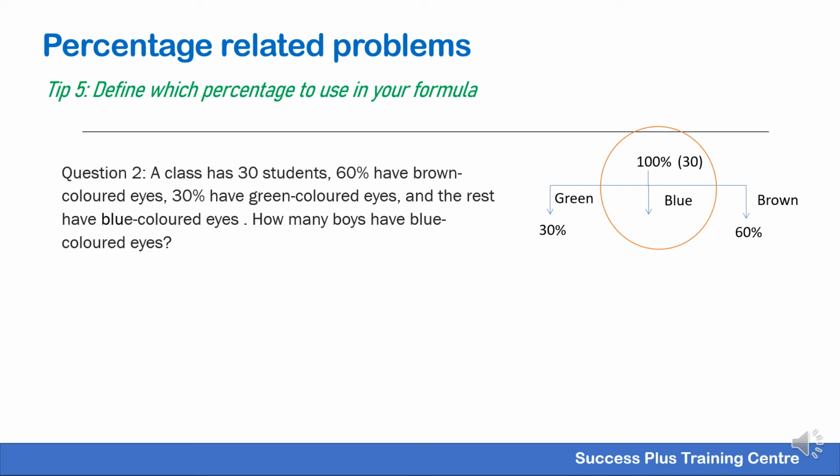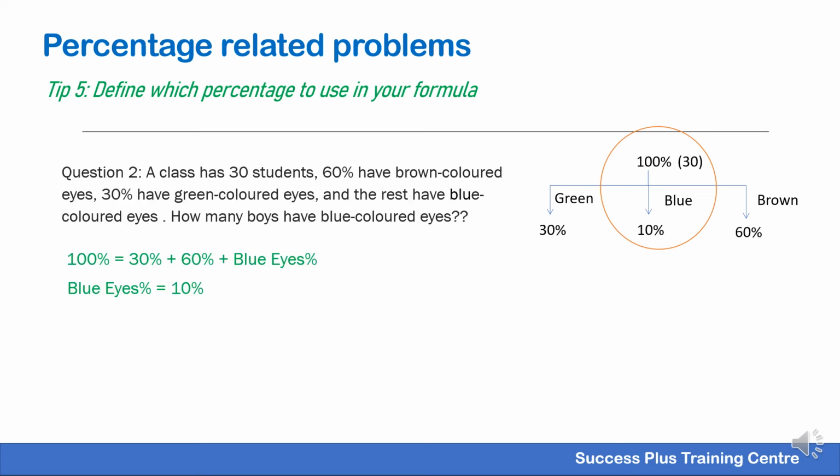Yes, correct. It is 10%. But the question is not asking for the representation of the blue-colored eyes. Can you work out the number of boys with blue-colored eyes in the Using tip number 3, we now know that the percentage of the students with blue-colored eyes is equal to 10%.